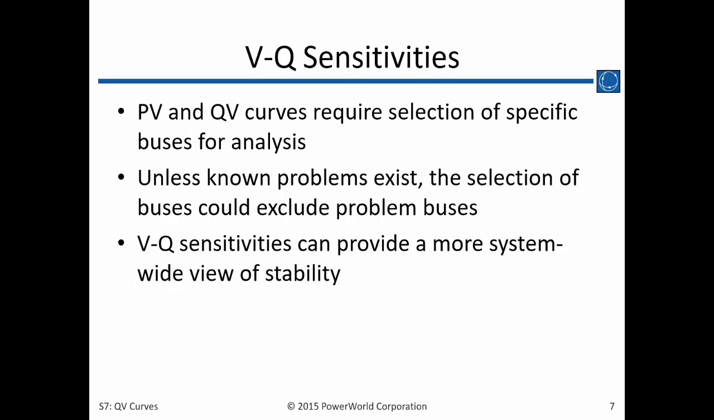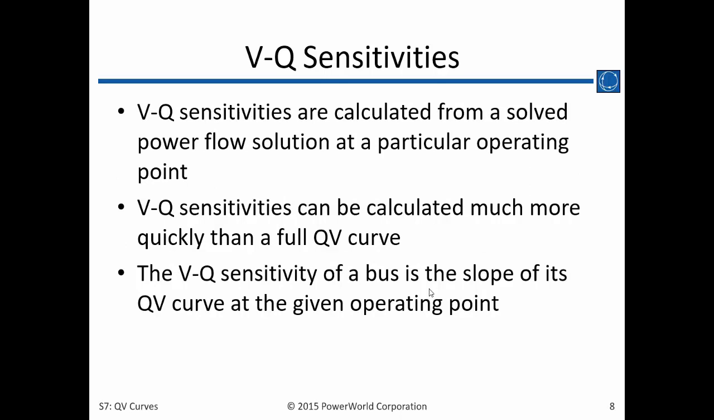PV and QV curves require selection of specific buses for analysis. So just like we had to specify what we wanted to monitor for the PV, we have to do the same thing for the QV. We need to specify where we want to calculate the QV curves. Unless a known problem exists, the selection of buses could exclude problem buses. So VQ sensitivities can provide a more system-wide view of stability and can help you determine where you might want to plot the QV curves.